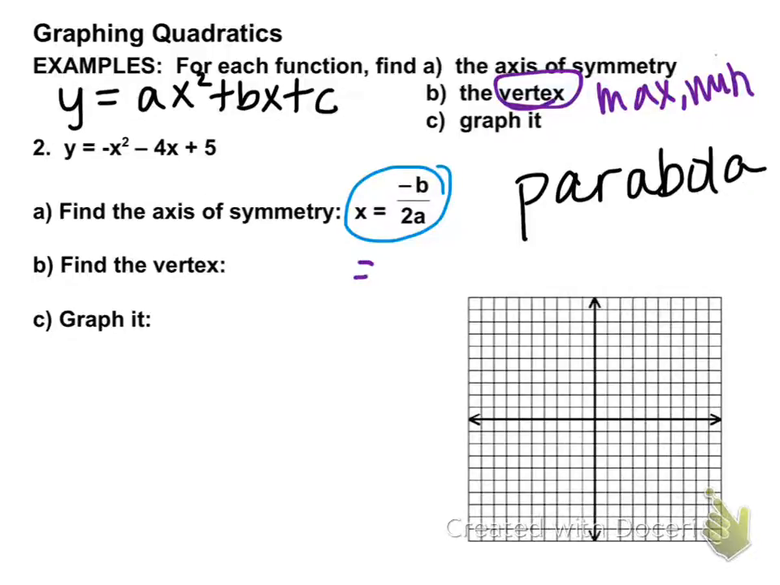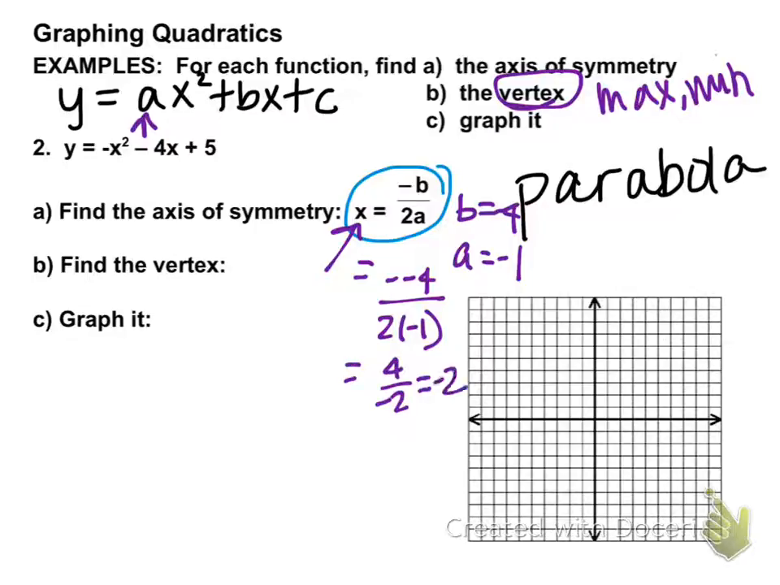And we have negative b. So b is going to be negative 4, because these are plus signs and it's a minus. So negative 4, and then a is negative 1. Again, a is positive here, so since this is a negative, a is negative 1. So I have negative 4 divided by 2 times negative 1. Notice that that's the x value. We have 4 divided by negative 2, which ends up giving me negative 2. So the x part of my axis of symmetry is negative 2.